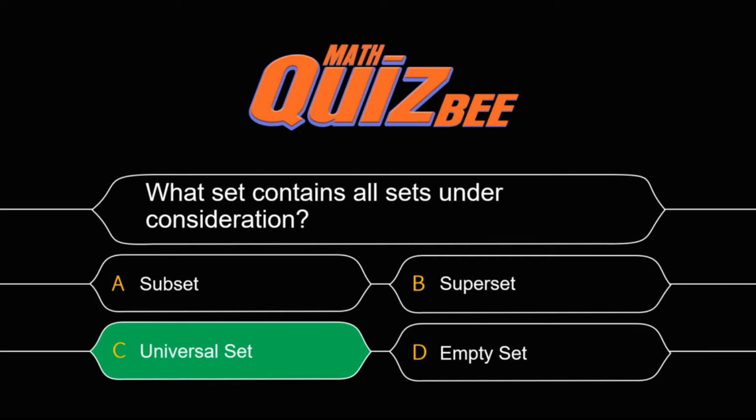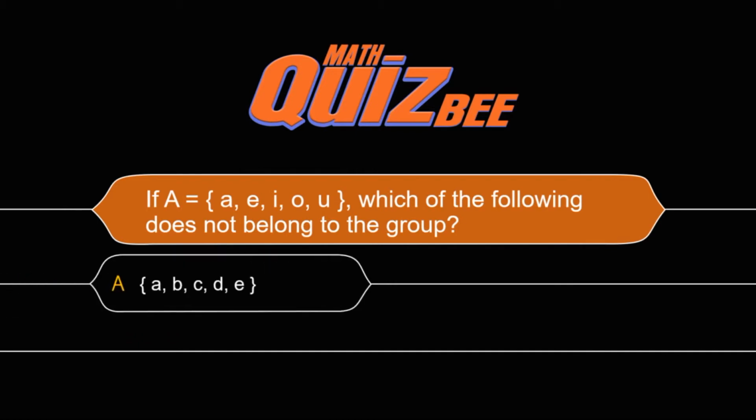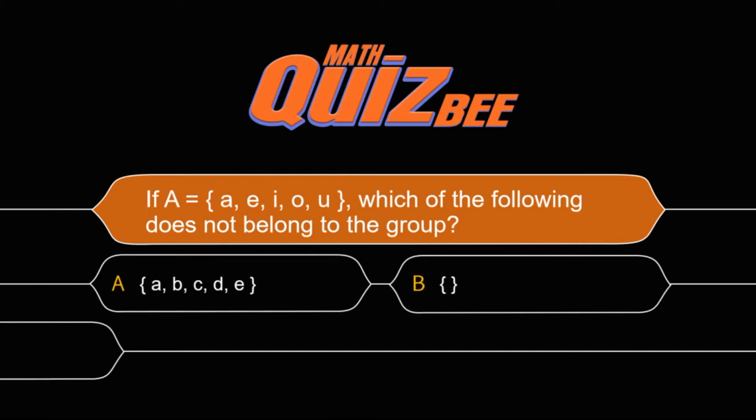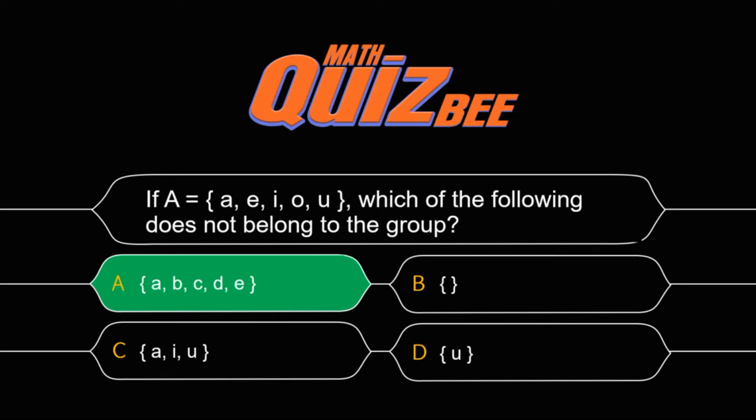Universal set. Next question. If A contains the elements A, E, I, O, U, which of the following does not belong to the group? Is it letter A, the set that contains A, B, C, D, and E, or B, empty set, C, the set that contains A, I, U, or D, the set that contains U? What's your answer? The correct answer is letter A.